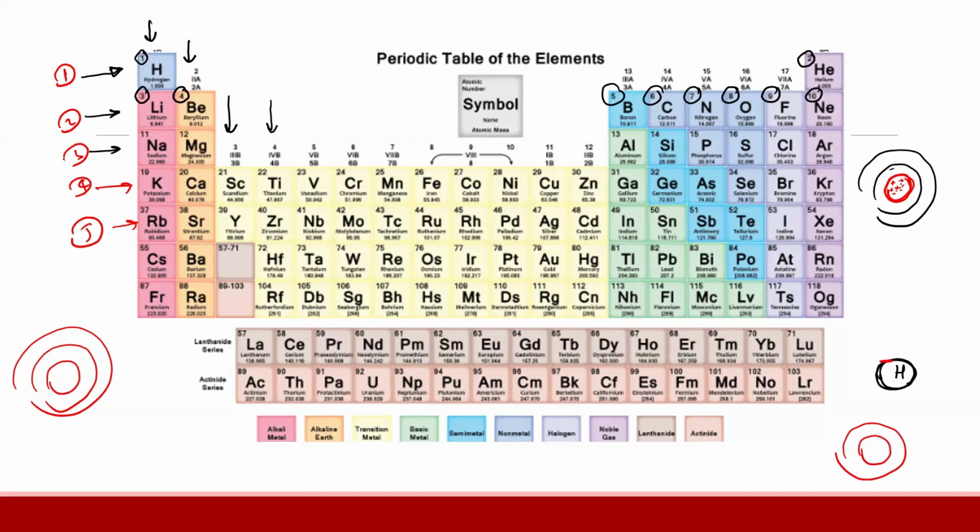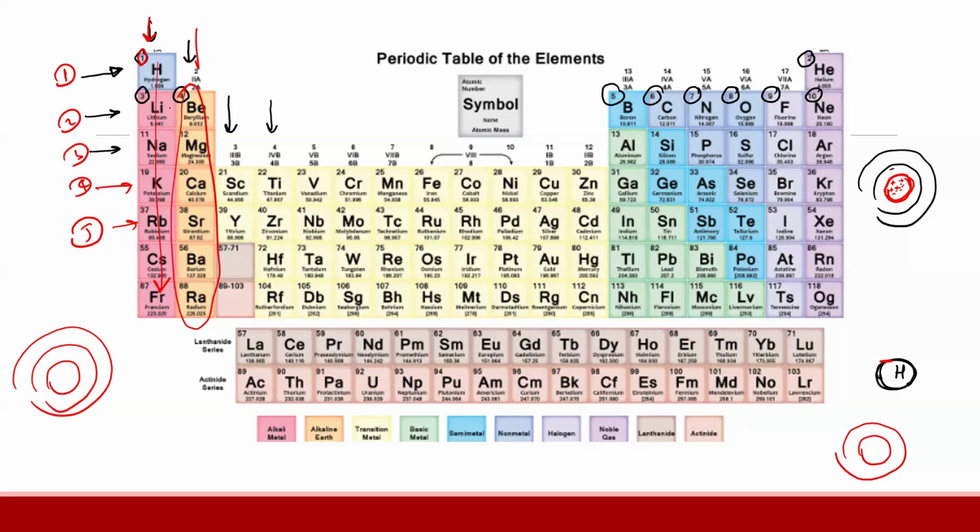Columns tell you how many electrons are at the outermost shell. The outermost shell, that is the last shell of the atom, has how many electrons? So this one has just 1 electron. All of these ones have just 1 electron at the outermost shell. The second column has just 2 electrons at the outermost shell. So that's how the periodic table is made.